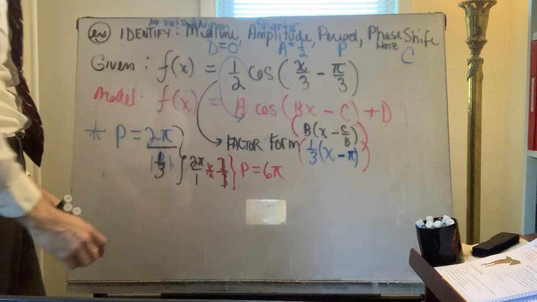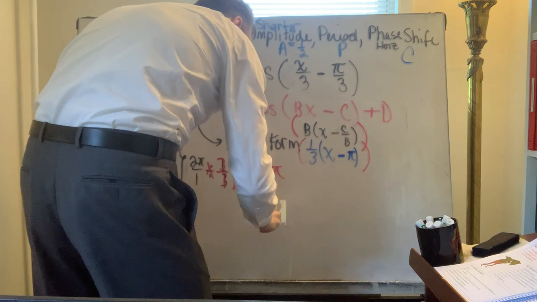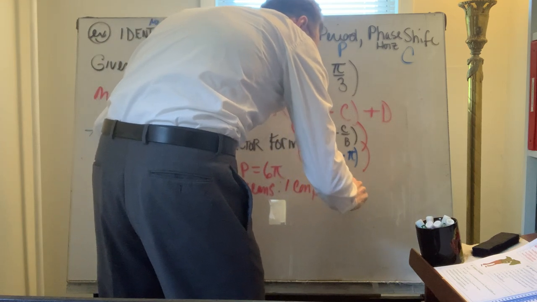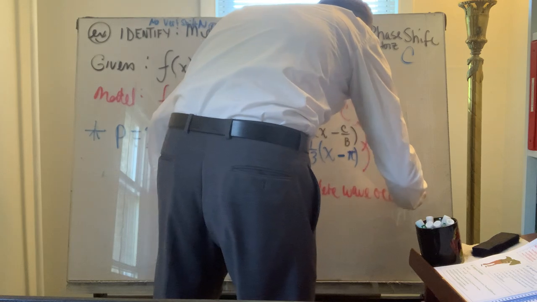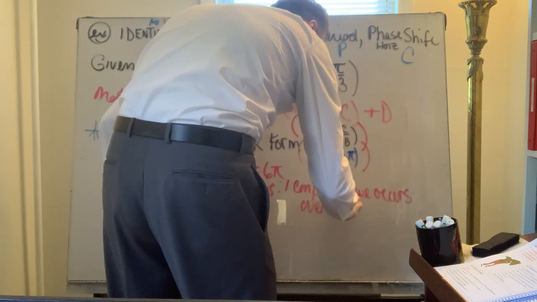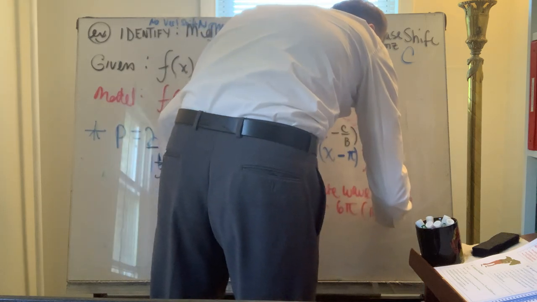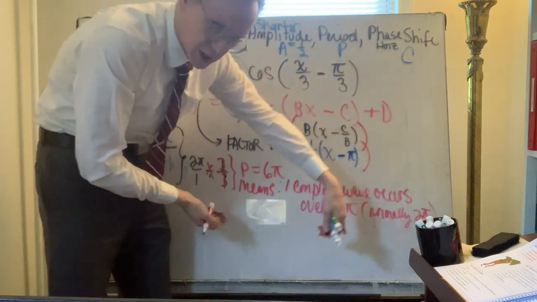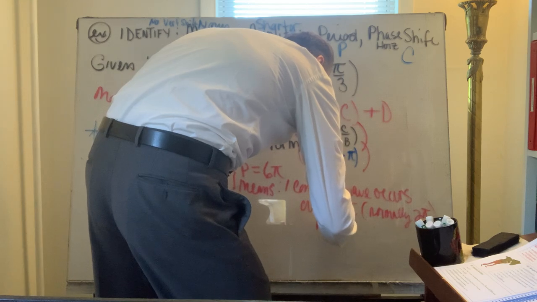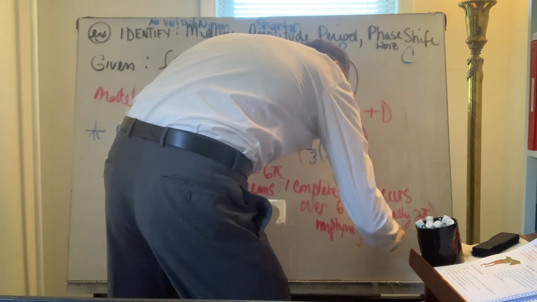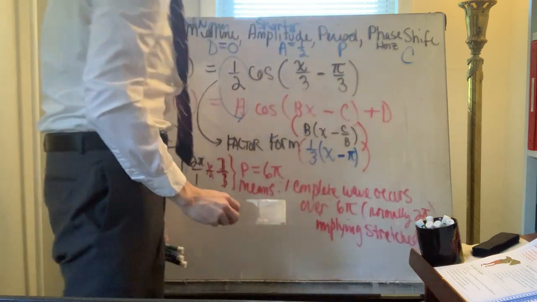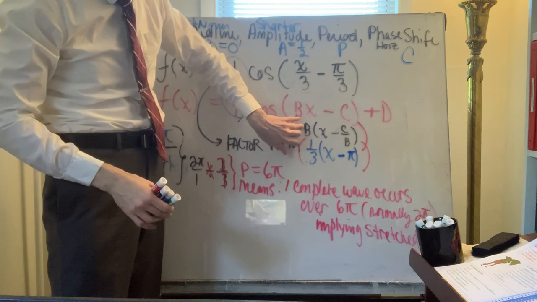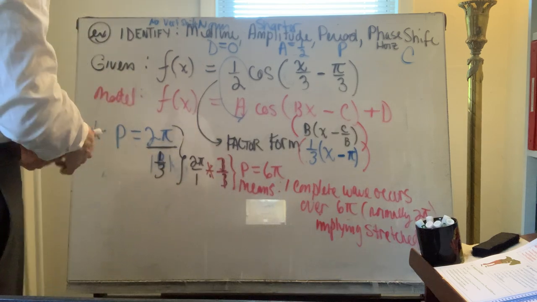What does that mean? It means 1 complete wave occurs over 6 pi. Normally, it would be just 2 pi. Right? It would be a lot shorter. So what does that mean? It means that this is stretched, without it implying that. We could tell that it would be stretched anyway, because rather than the b value being 1, it's a fraction. All right. A couple of things to remember.